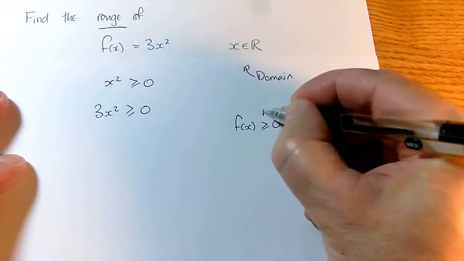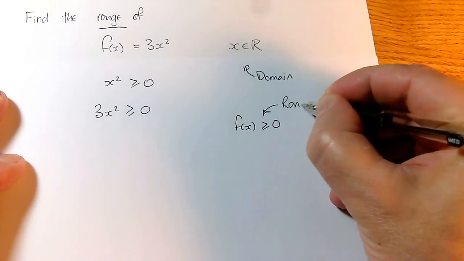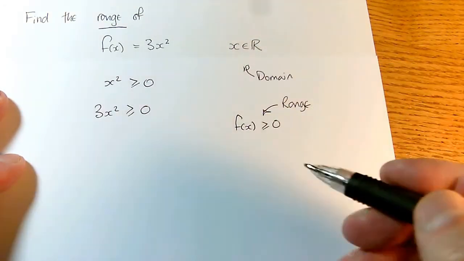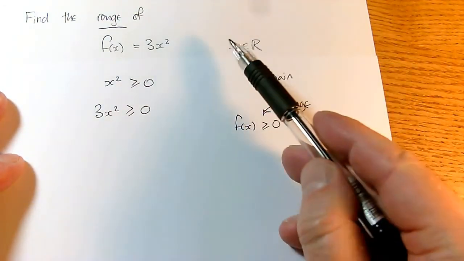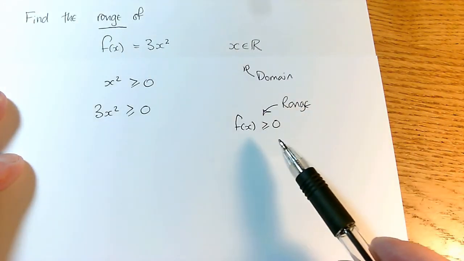So when we describe a range, then we always have to use the symbol f of x, or whatever the name of the function is, okay? We mustn't say x is greater than 0, because x refers to the inputs that I'm putting in, f of x refers to the outputs that I'm getting out.